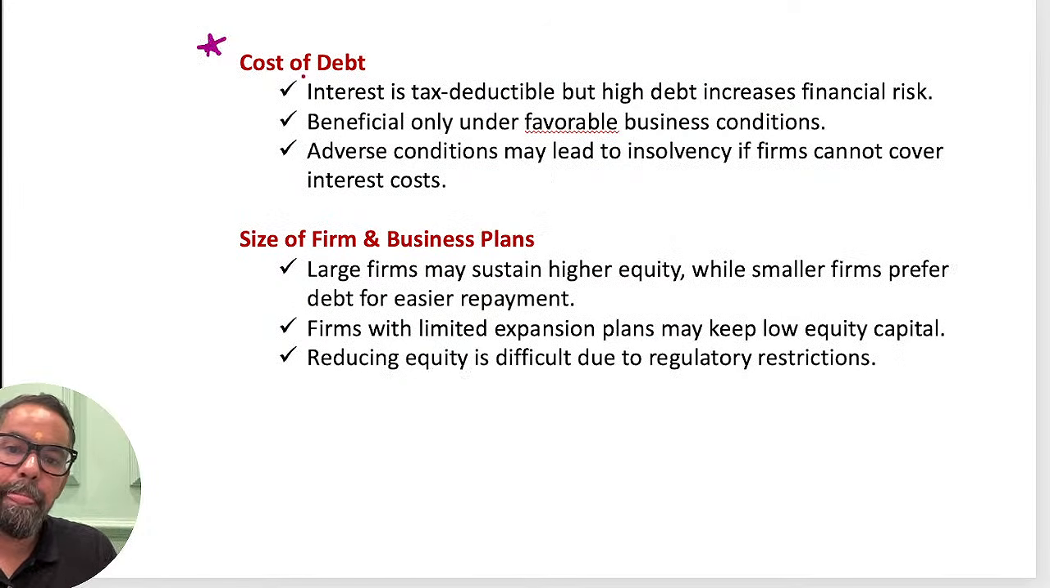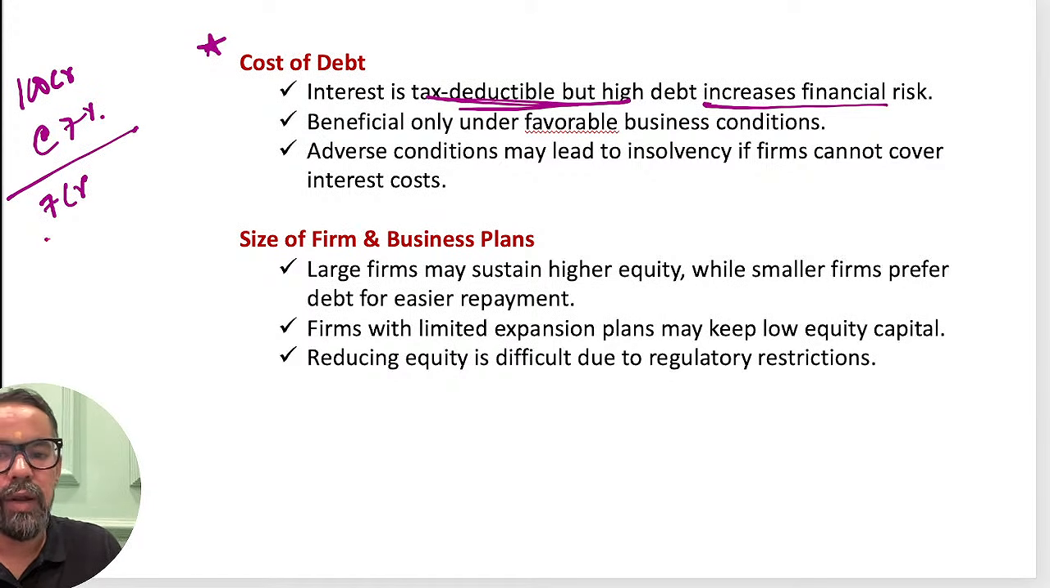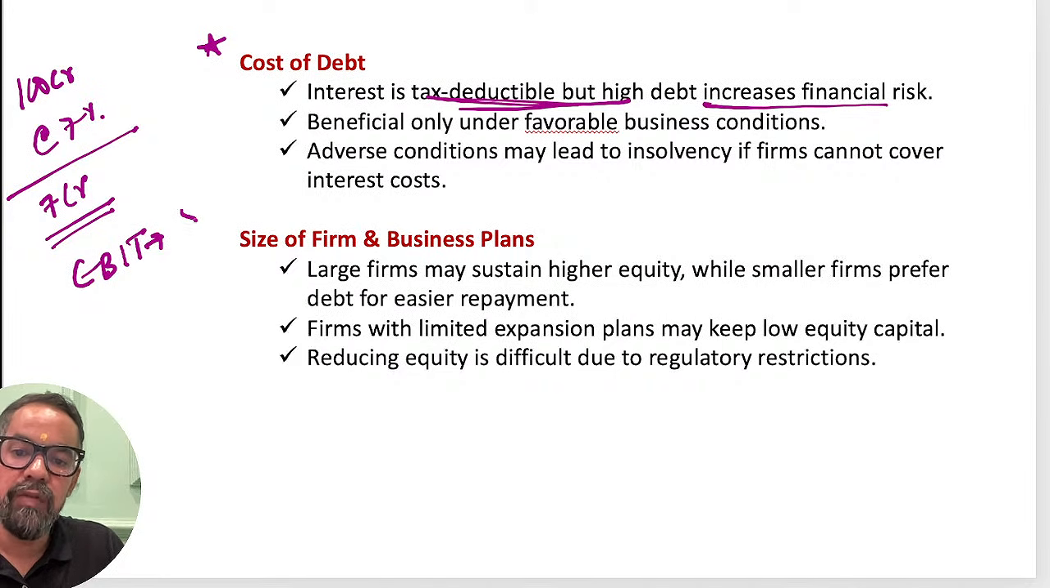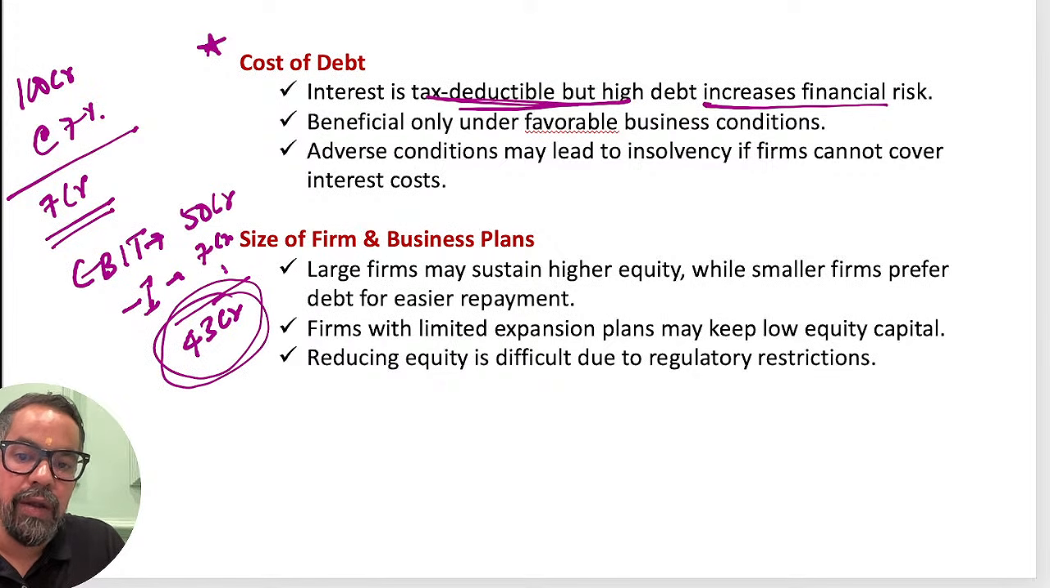Cost of debt: it is tax deductible, but high debt increases financial risk. So let's say we have raised 100 crore rupees at the rate of 7%, which means every year we have to pay 7 crore rupees of interest. This amount you will be deducting from your earnings before interest and taxes. So let's say your EBIT is 50 crore during that period, so minus interest of 7 crore, you have to pay taxes on 43 crore rupees only. So this interest, which we generally show as an operating expense.